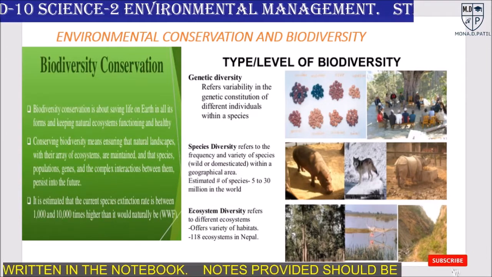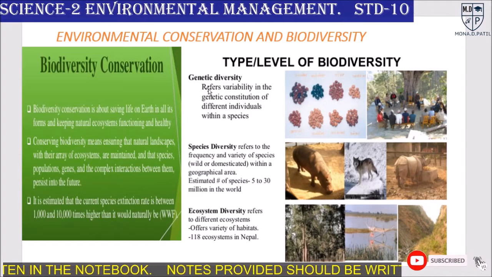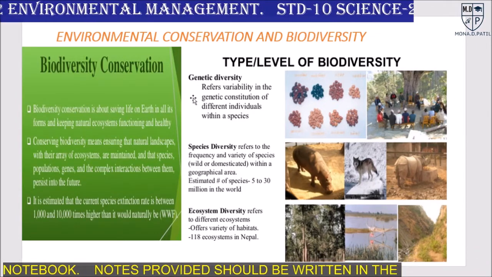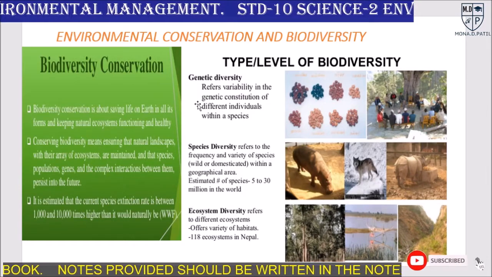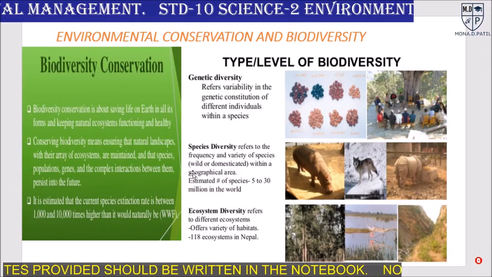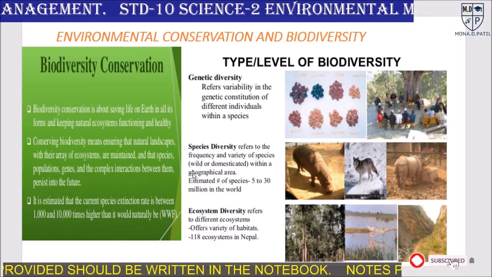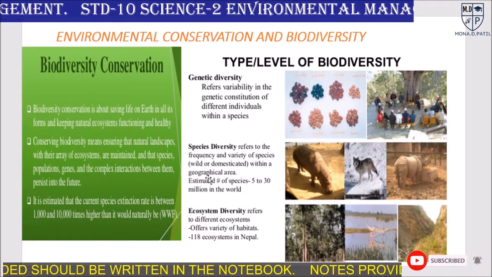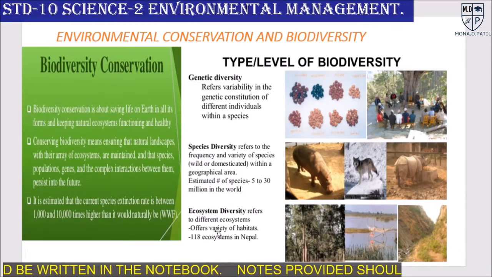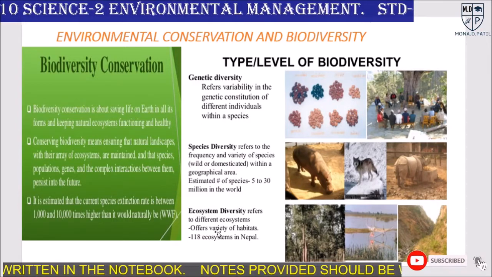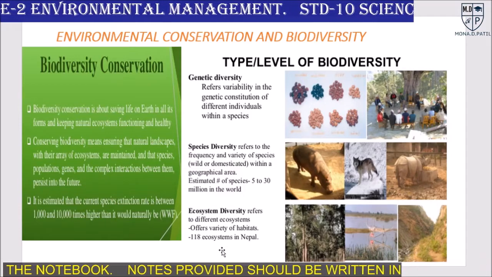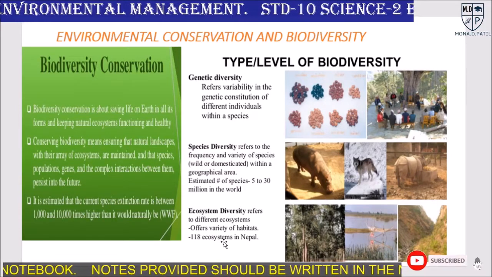Okay. So first is the genetic diversity. It refers to the variability in the genetic constitution of the different individuals within a species. Then species diversity refers to the frequency and variety of species, wild or domestic, within a geographical area. Okay, and ecosystem diversity refers to the different ecosystems of a variety of habitats, like 118 ecosystems in Nepal alone.